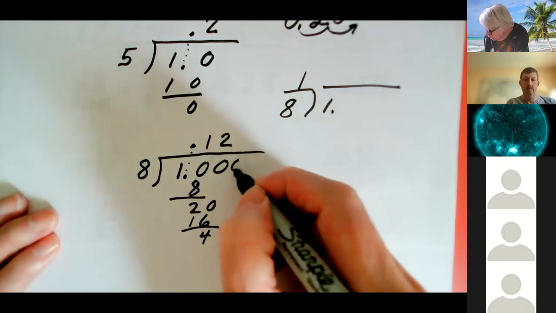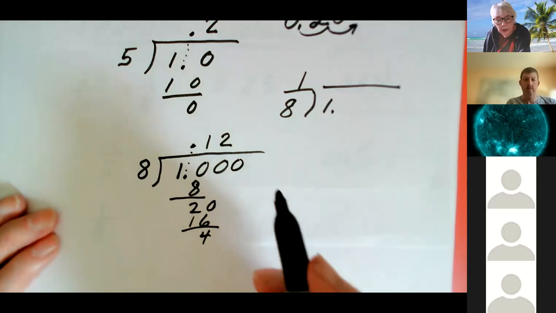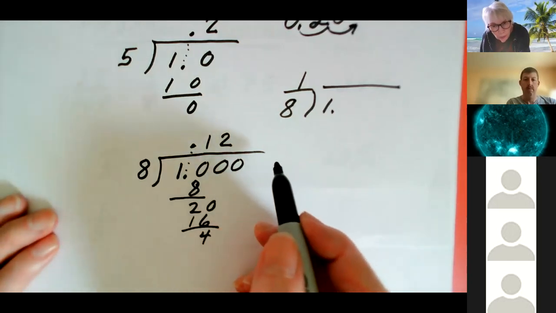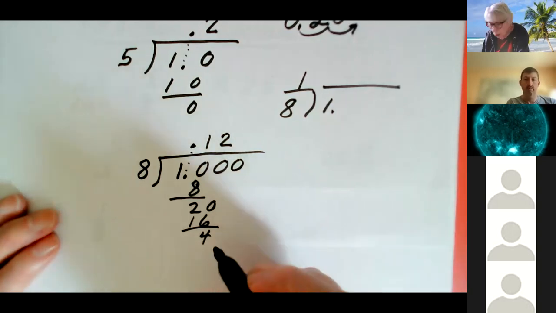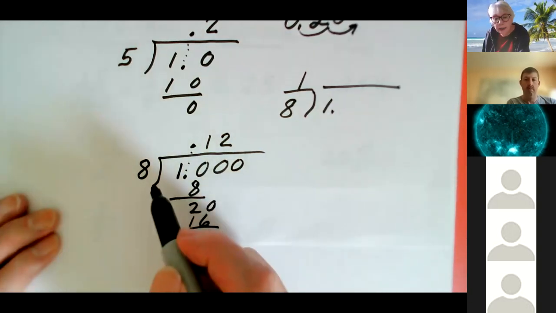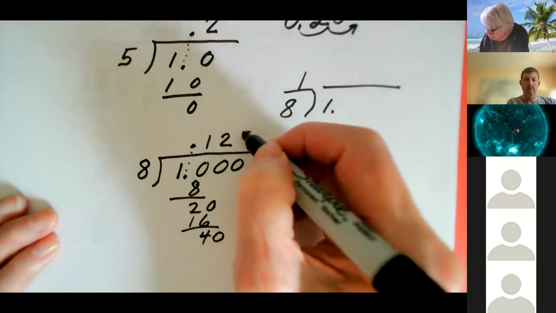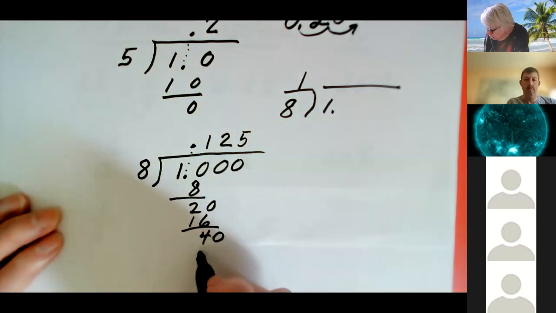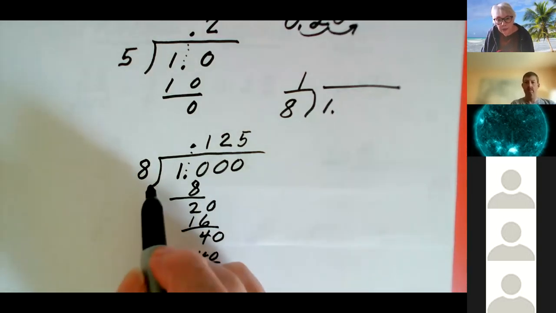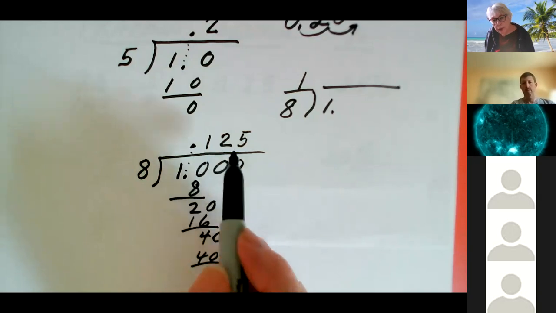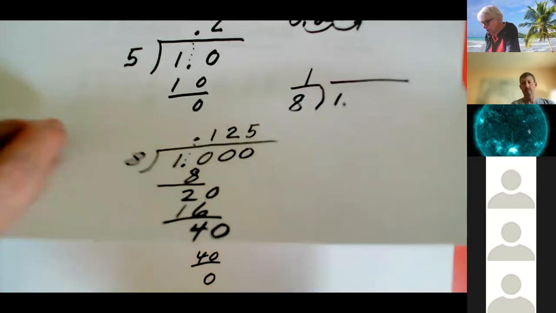And I'm going to add one more 0. Now, you know that adding zeros don't always work out, but I was thinking ahead. And so this 0 comes down. Finally, 8 into 40 is 5. 5 times 8 is 40. That's done. So 1/8 as a decimal is 0.125.